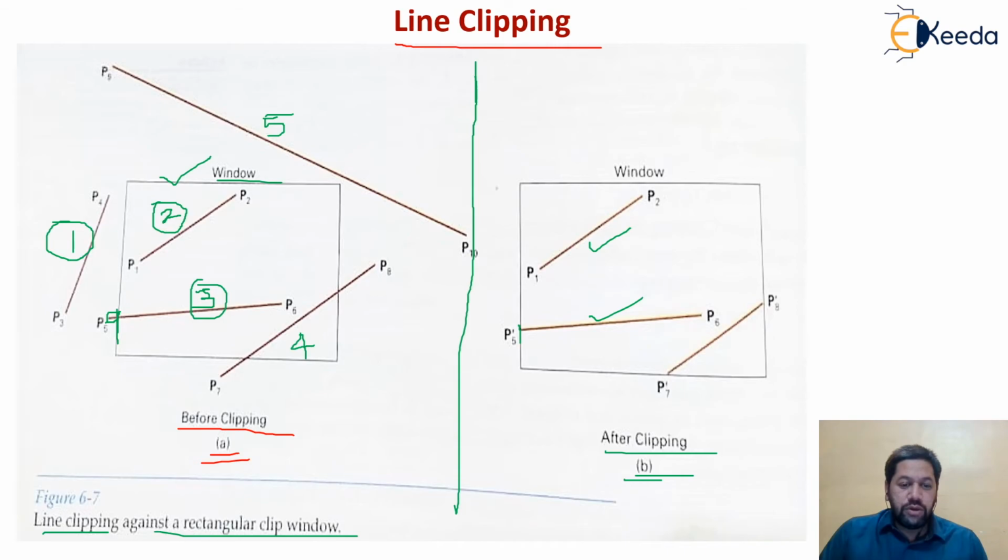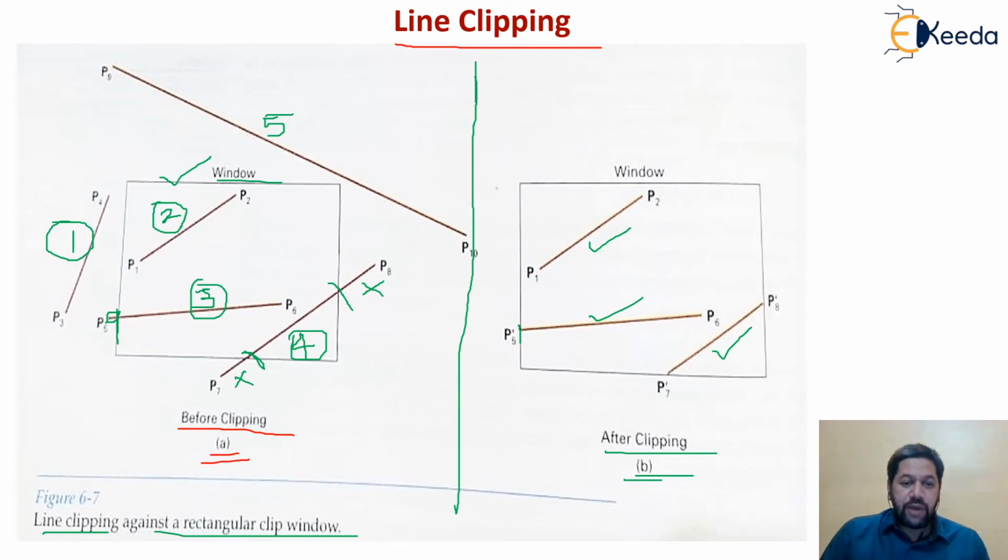Now what about line number 4? You can see this line is also partial, but it is intersecting two edges. This is one intersection point and this is another intersection point. This part is discarded, this part is also discarded, and only this part is preserved for display. So this is the example. I hope all of you easily understood what line clipping means and the three tests we have performed, and accordingly we are going to do it.